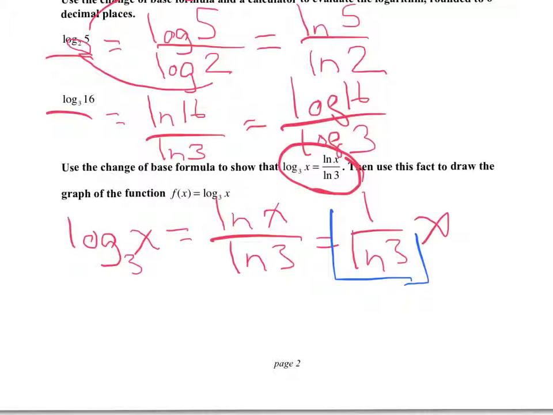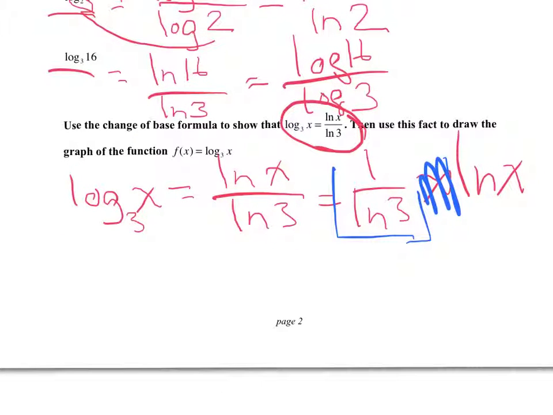I left off the log of x here. I knew that something looked funny. Right here, it should instead be the natural log of x, not just x. Okay, so I have 1 over the log of 3 times the log of x. So I'm taking the log of x function and just compressing it.